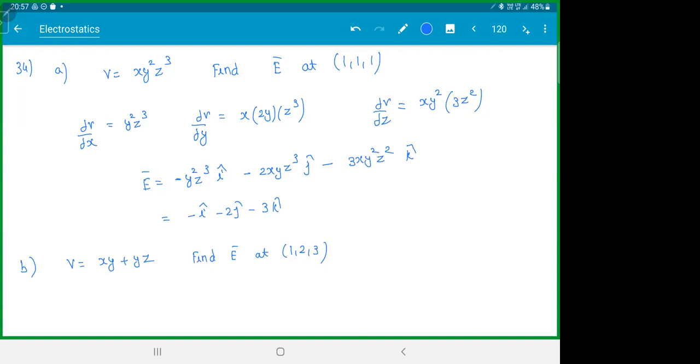This is how you do partial differentiation. Do you remember where we saw this first time? Work, power, energy. The relation between force and potential energy: ∂U/∂x i cap, ∂U/∂y j cap, ∂U/∂z k cap. Force. Get this one. XY plus YZ.